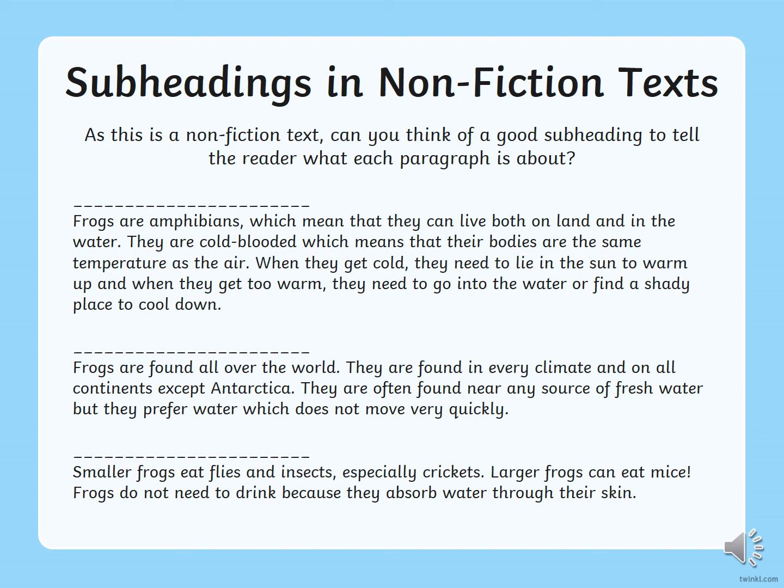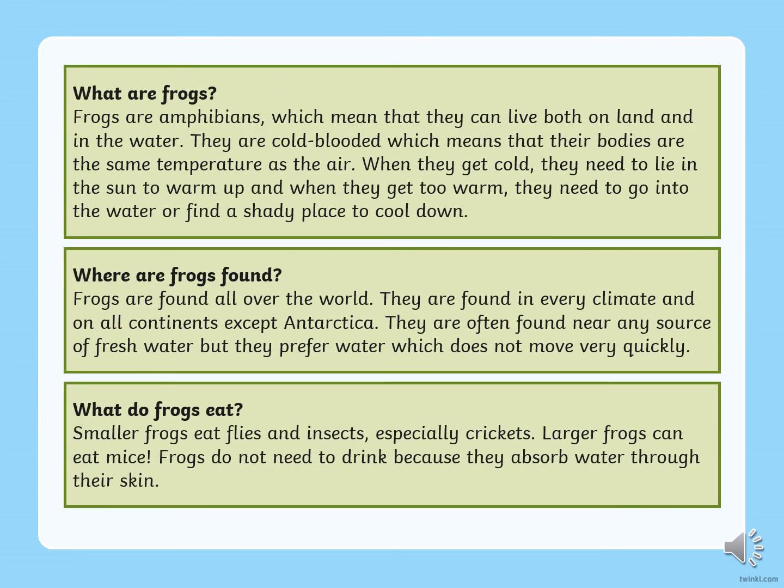In non-fiction text, we usually have a subheading as well, and it tells the reader what the paragraph is going to be about. So those 3 paragraphs that we've just sorted, here are the subheadings. The first paragraph tells us what a frog is, the second paragraph where frogs are found, and the final paragraph tells us about what frogs eat.